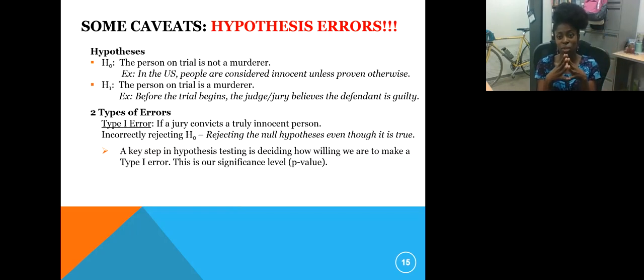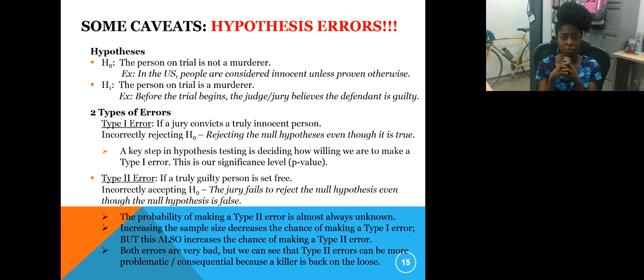A key step in hypothesis testing is deciding how willing you are to make a type 1 error. This we call, I've said it before, but we'll say it again, our significance level. So how confident are we willing to be? That's the opposite of our significance level, our probability of error.